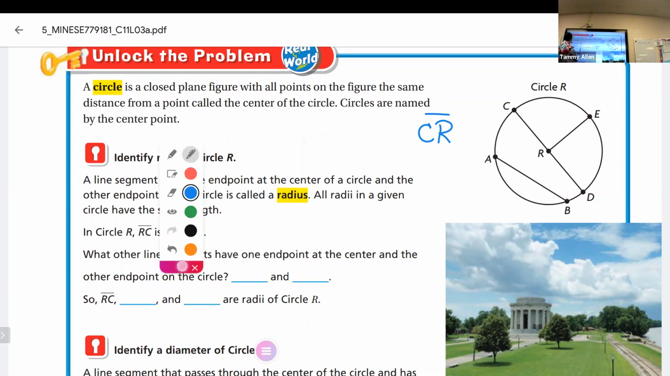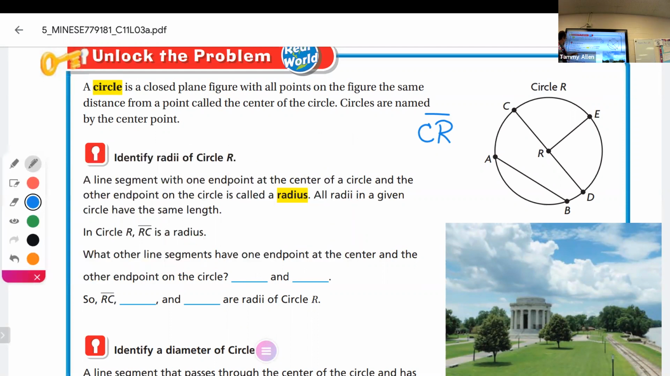The plural for that is this right here. This is the plural of radius. Okay, that's the plural, radii.